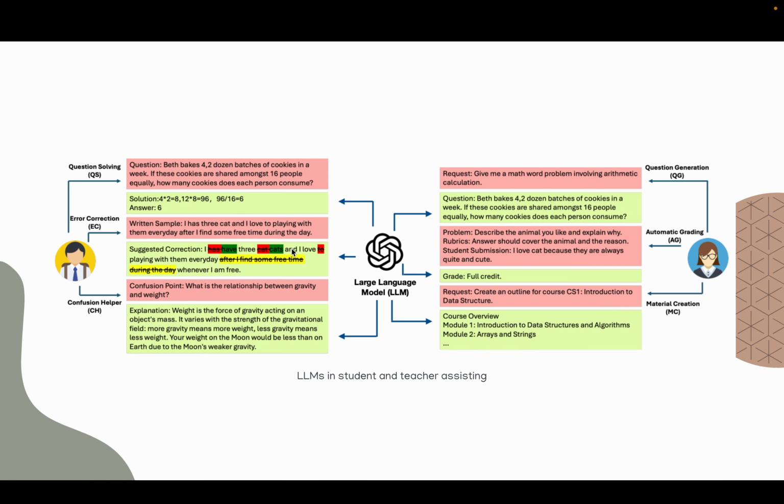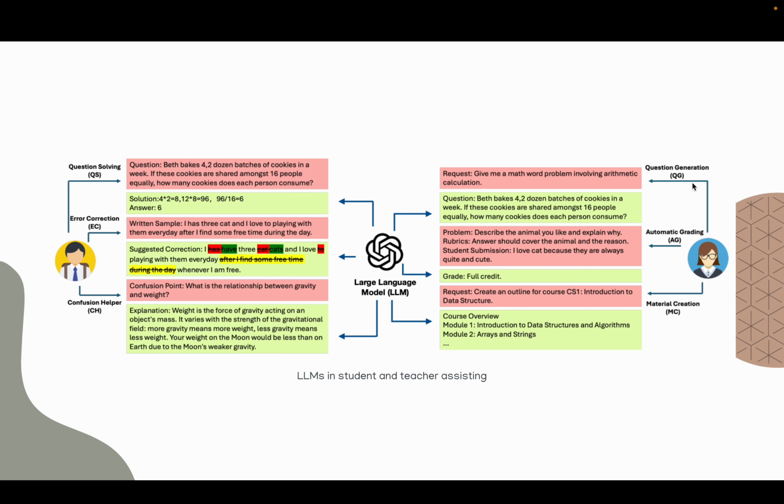For the question solving part, it shows a math problem about dividing cookies among people, with the LLM providing the solution and the answer. For the error correction part, an example of a written sample containing grammatical errors is presented, and the LLM suggests corrections to improve the sentence. For the confusion helper, this section illustrates how an LLM can clarify a student's confusion about a concept, in this case providing an explanation of the relationship between gravity and weight.